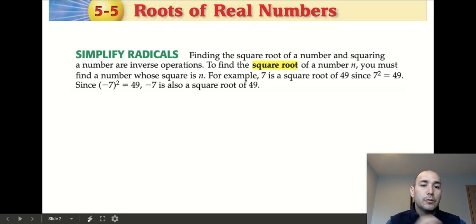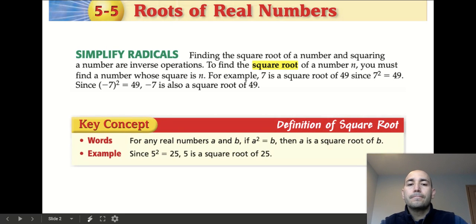So it has two answers there, right? If someone asks you what's the square root of 49, it could be either positive 7 or negative 7, because positive 7 times positive 7 is 49, and negative 7 times negative 7 is also 49. The definition of a square root is that for any real numbers a and b, if a squared equals b, then a is the square root of b. Here's an example using numbers: if 5 squared equals 25, then obviously 5 is the square root of 25.